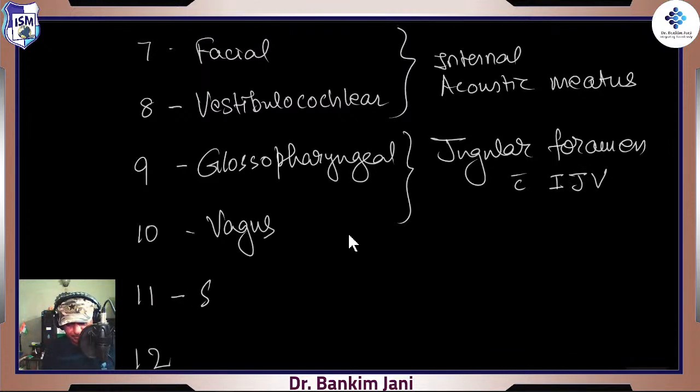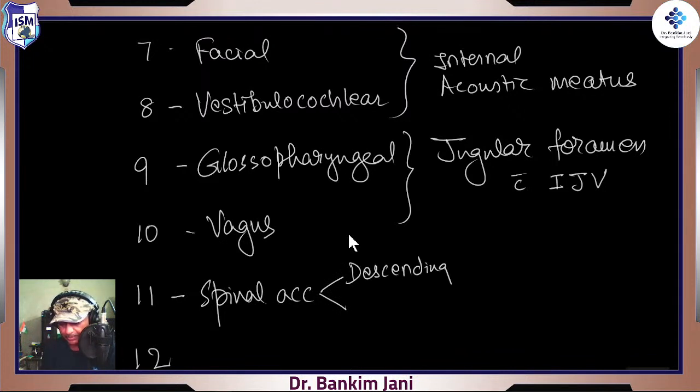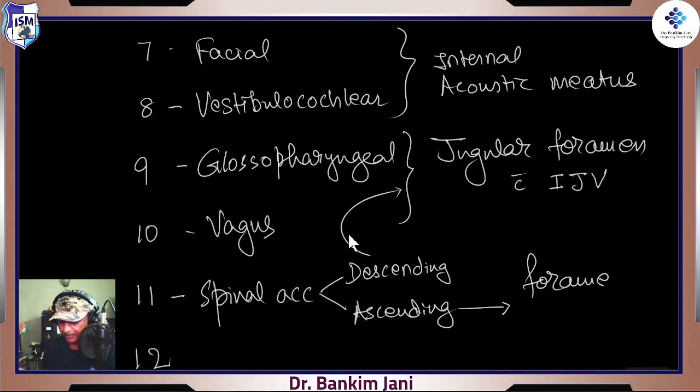Now 11 is spinal accessory. This spinal accessory has got 2 parts: one is the descending part and another is the ascending part. We'll be discussing these nerves individually, but the descending part goes along with 9 and 10 via the jugular foramen. The ascending one goes via the foramen magnum.